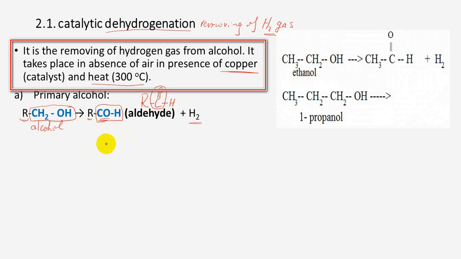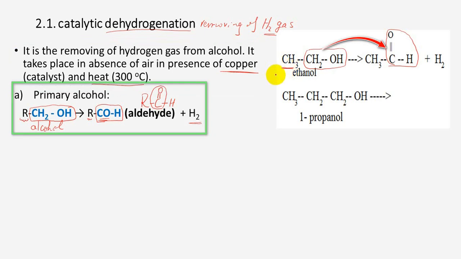In this reaction, we have ethanol, CH3CH2OH. Upon dehydrogenation, since it is a primary alcohol, it is changed. As we see, the carbon with the hydroxyl group is changed into C double bond O and H. As we see also, the R group, the carbon chain in ethanol, CH3, remains CH3.